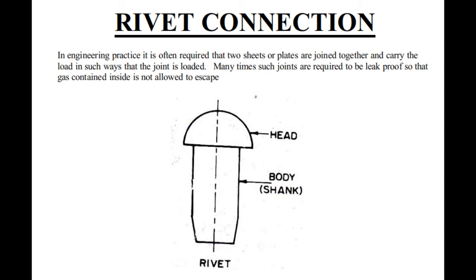I have shown you that this is a rivet and it has two parts. The upper part is called the head and the lower part is called the body or the shank of a rivet. So what is a rivet connection?